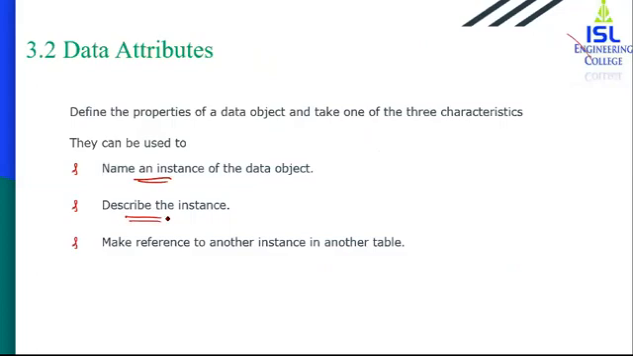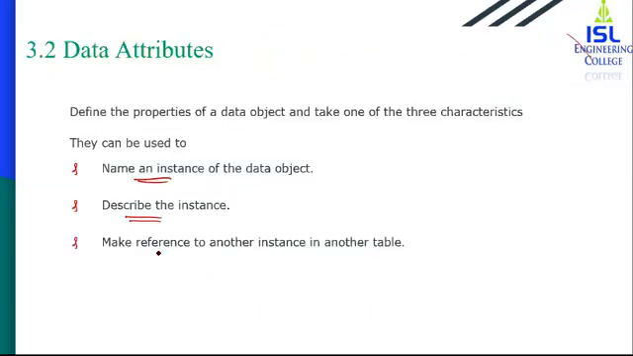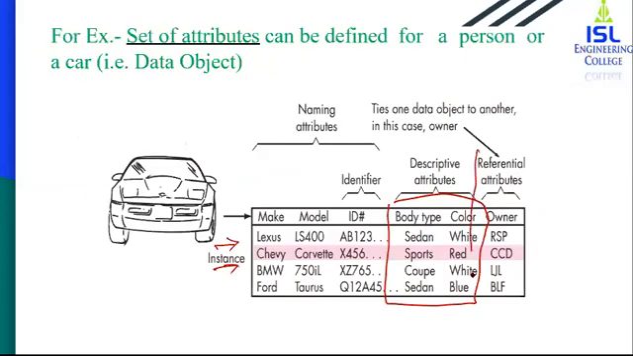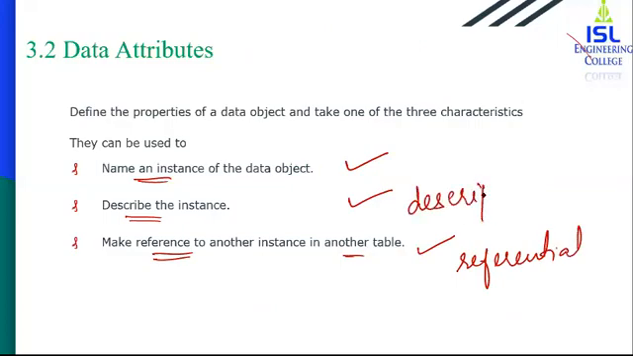Whereas describing the instance means these are your descriptive attributes, the body type, the color. Then making reference to another instance in another table, those are your referential attributes. So these are the different types of attributes. You can name the instance, describe that instance, and make reference to another table. These are your referential attributes. These are your descriptive attributes. And this is your naming an instance. You're selecting one specific row.